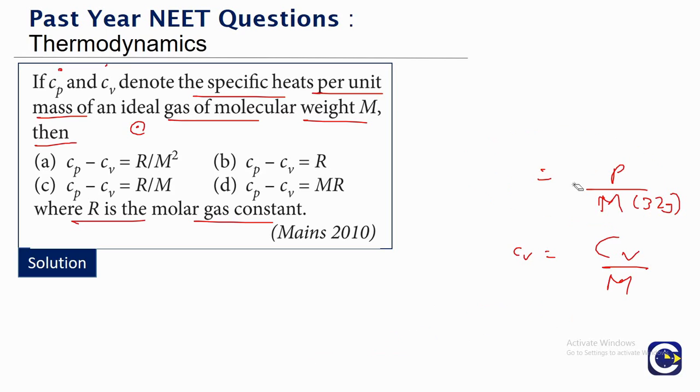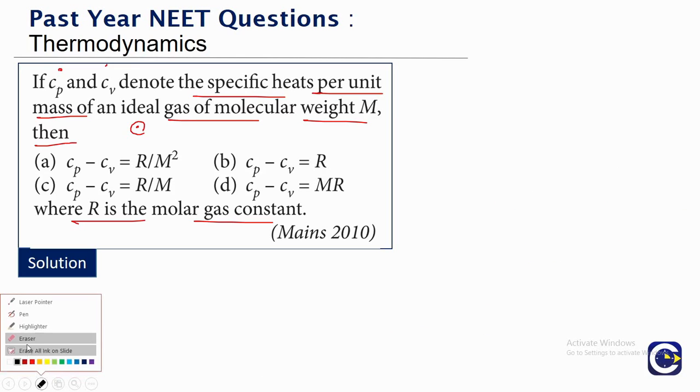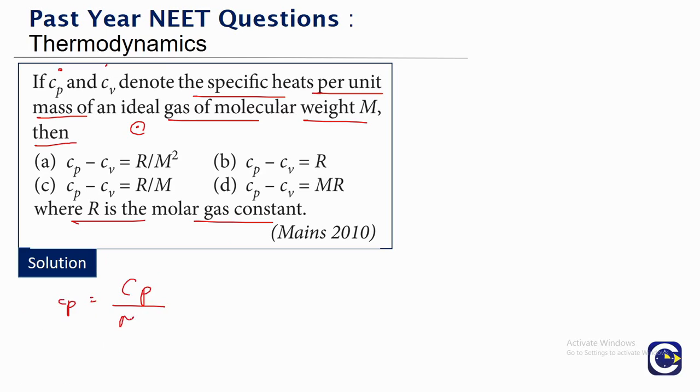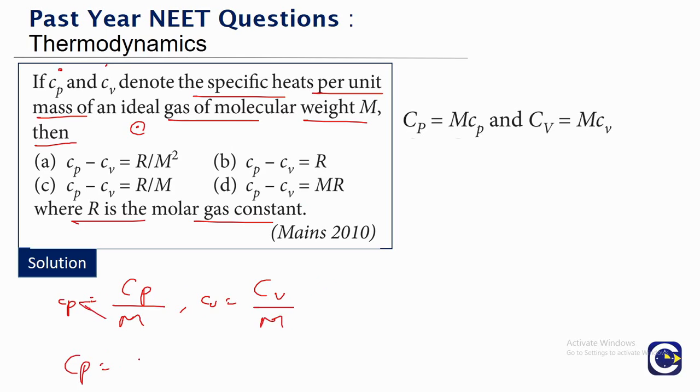So what is the relation between specific heat per unit mass and specific heat per mole? The small Cp will be equal to what? Capital Cp divided by molar mass. Similarly, small Cv will be equal to what? Capital Cv divided by molar mass. Already we have a relation. So here what we can see is that the capital Cp will be what? Molar mass into small Cp. Similarly, capital Cv will be what? Molar mass into small Cv.